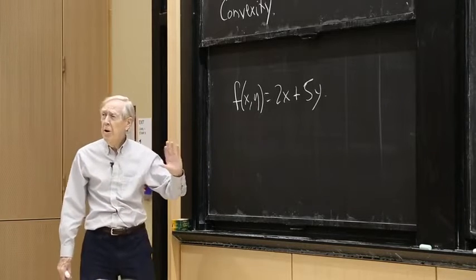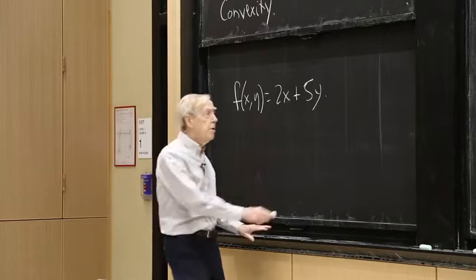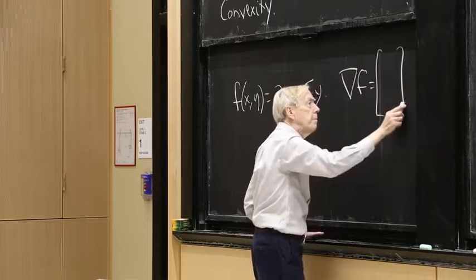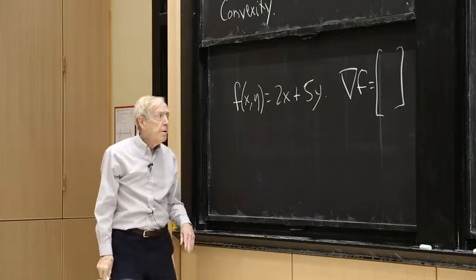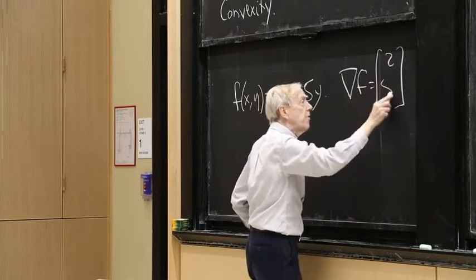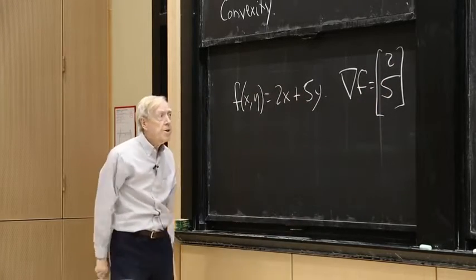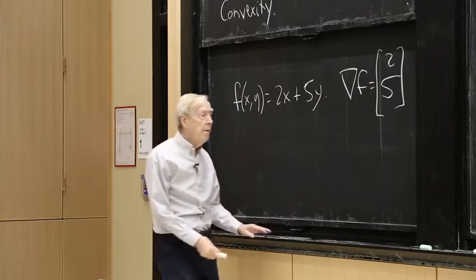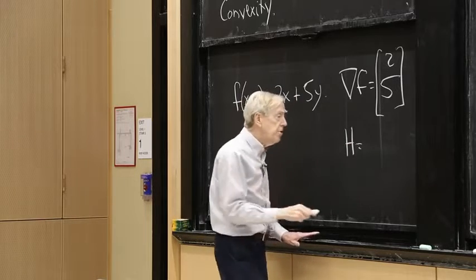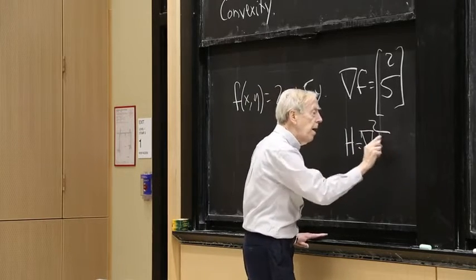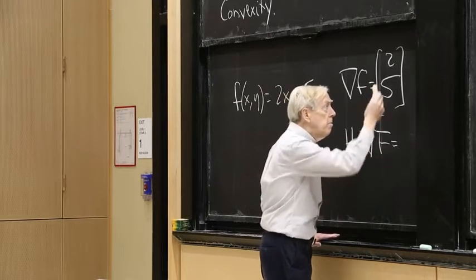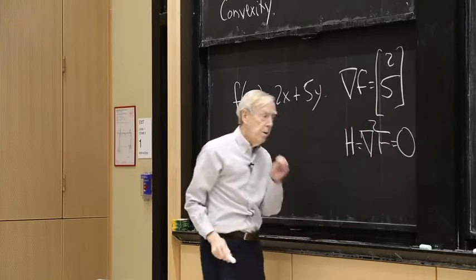It's a function of two variables, so the gradient is a vector with two components, and they are the derivative with respect to x, which is 2, and the derivative with respect to y, which is 5. So in this case, the gradient is constant, and the Hessian, which I often call H, or del squared f, would tell us we're taking second derivatives. The second derivative is obviously 0 in this case.